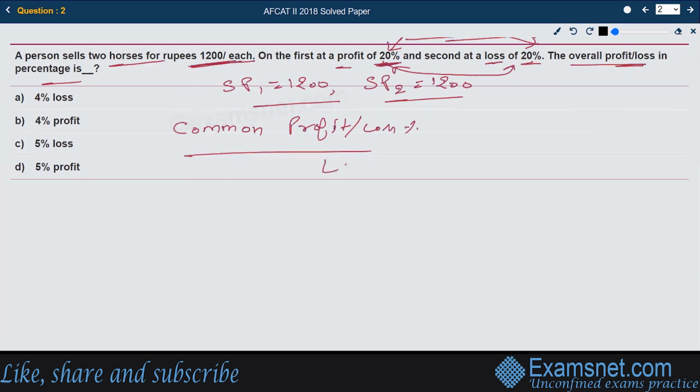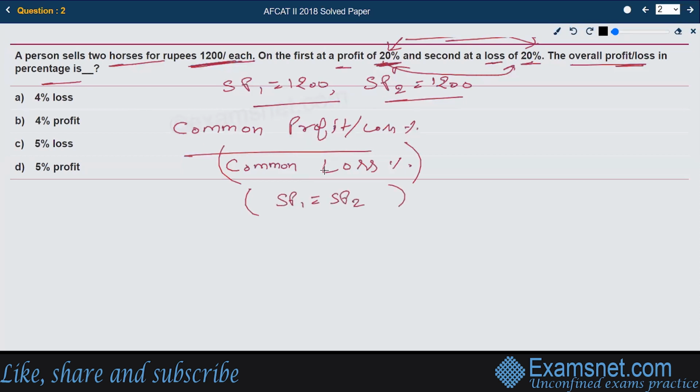There is always a loss. In this situation there is always a loss. So simply we can call it common loss percent. When you have two selling prices the same, then you have this formula working for you. Let me write it here. This formula will work only when selling price number 1 is equal to selling price number 2.